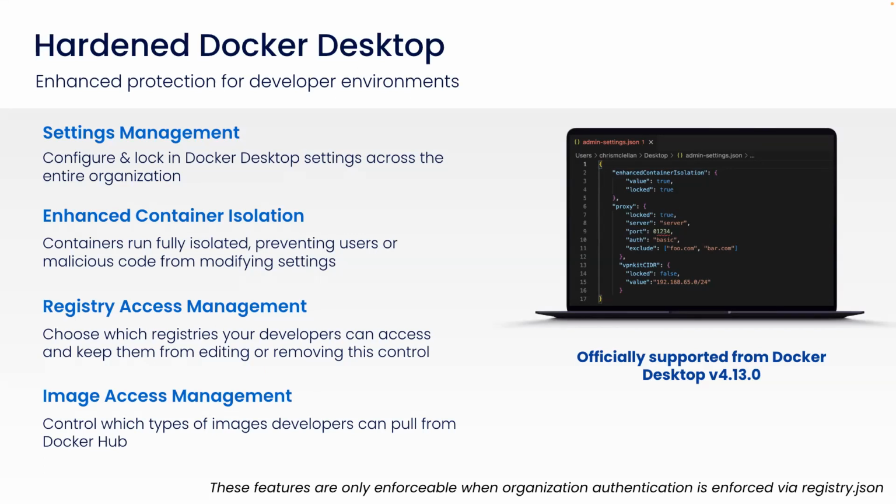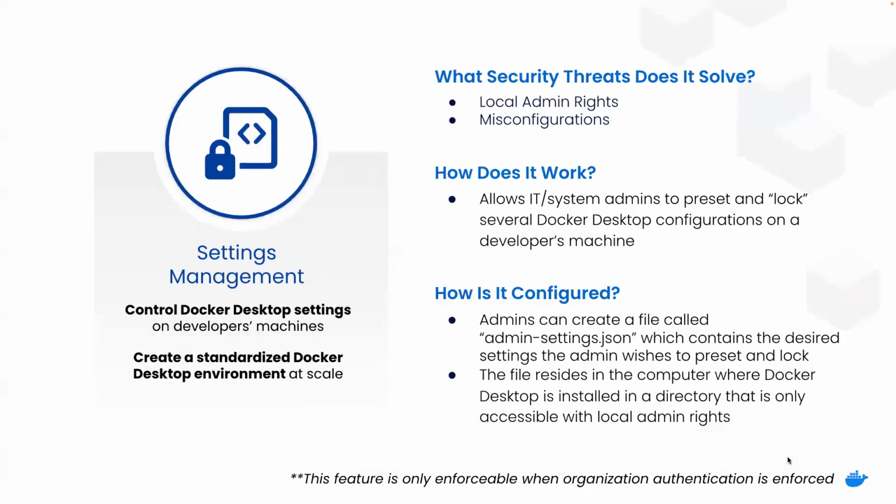And that last item there, image access management, allows you to restrict access to specific categories of images in Docker Hub. So if you do plan to use Docker Hub as a registry, this will come in handy in limiting what developers have access to pull from. So that's an overview of the main tenets of hardened desktop. But now I'm going to get into what each of these actually involves.